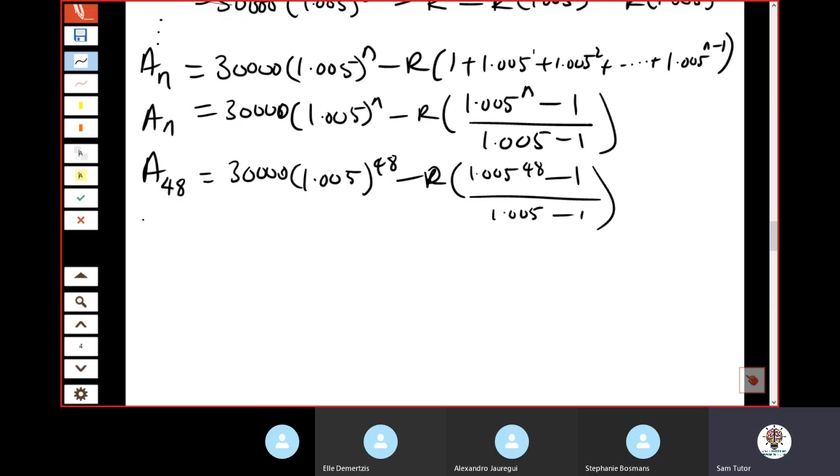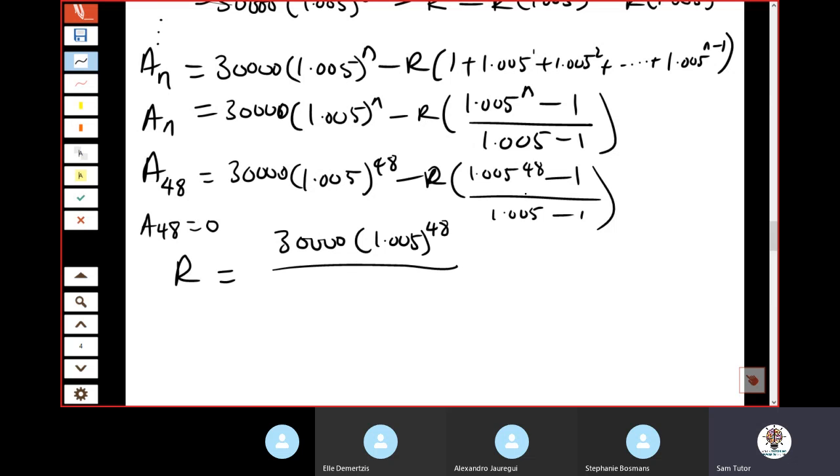And then again, what does A48 equal to? 0, because the whole idea is up to 48 months you would have had to repay the whole loan plus the interest. So R equals 30,000 over this. Let me know if you have any questions for that one.